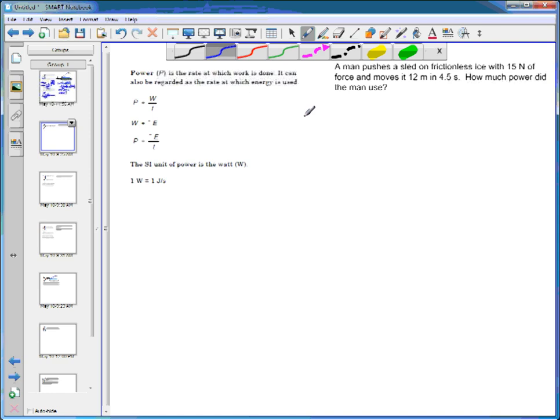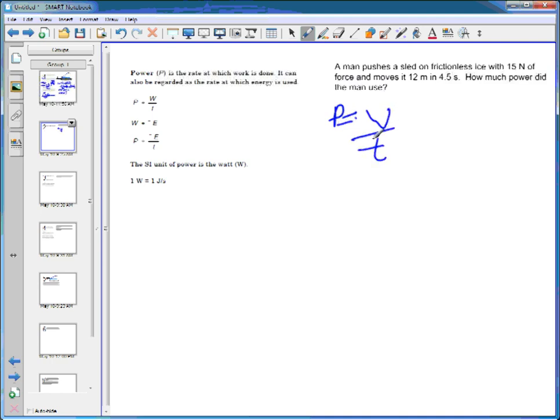Okay, well, power is equal to work over time. And work is equal to F cos theta D. In this case, we can assume that the force of 15 newtons is in the same direction of movement because it doesn't give us an angle.